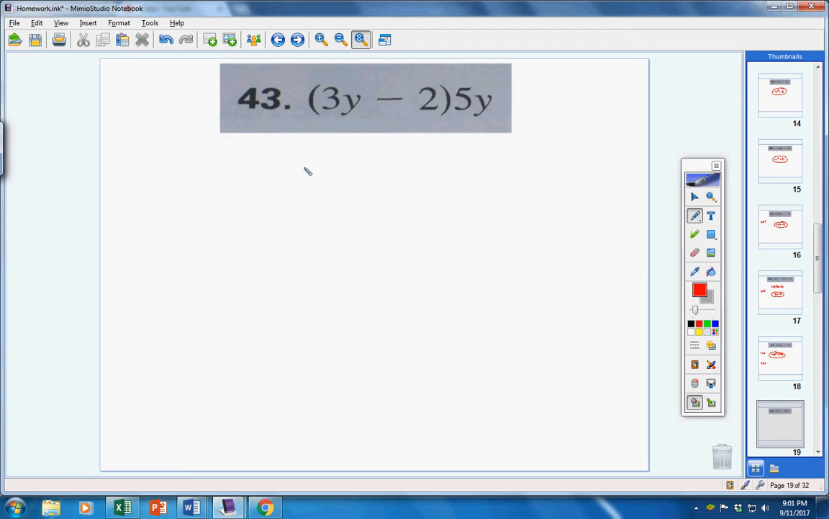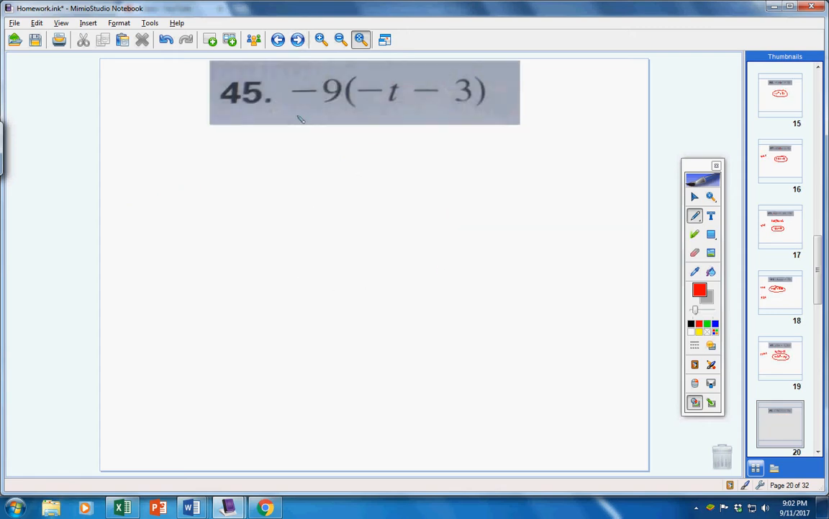Again, students, for me, I like to move the 5y to the left. But if you don't want to, you don't have to, okay? A positive times a positive is a positive. 5y times 3y is the same thing as 5 times y times 3 times y, which is 15y squared. A positive times a negative is a negative. 5y times 2 is 10y.